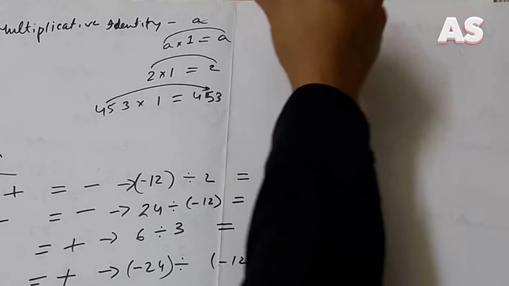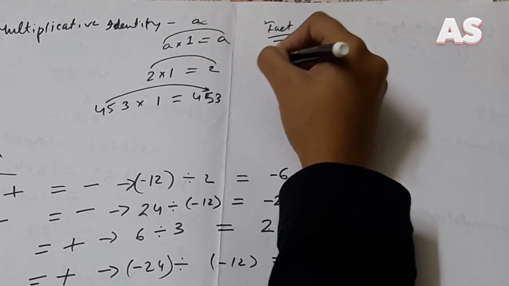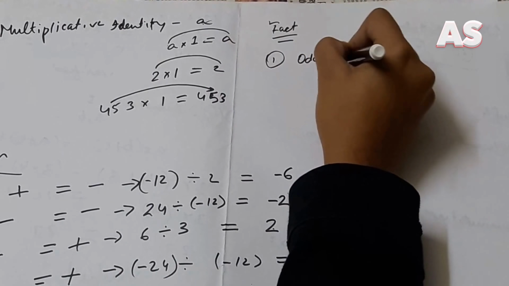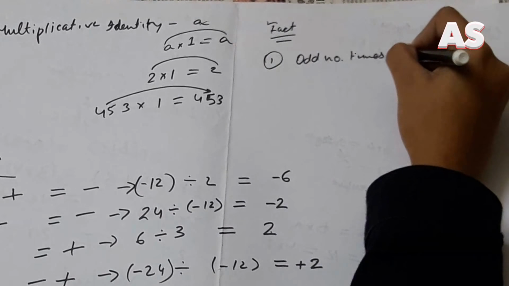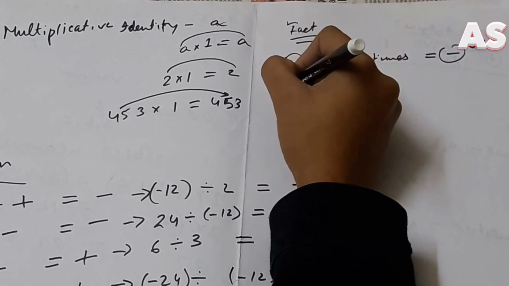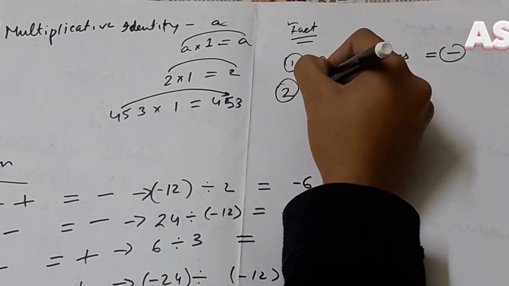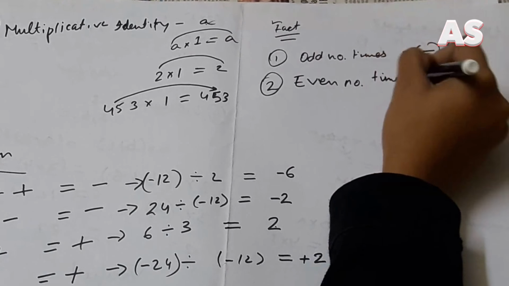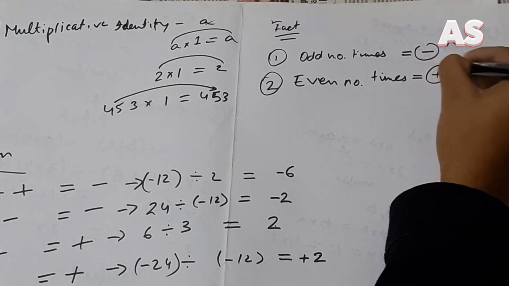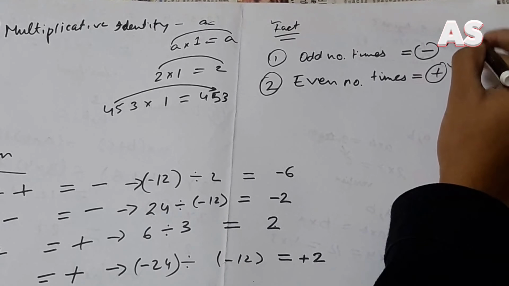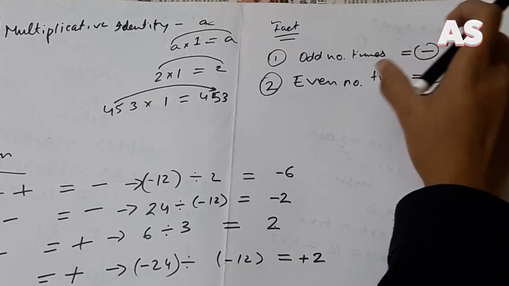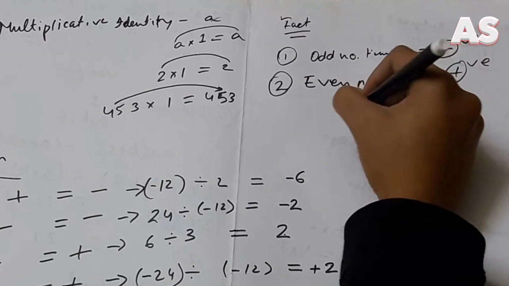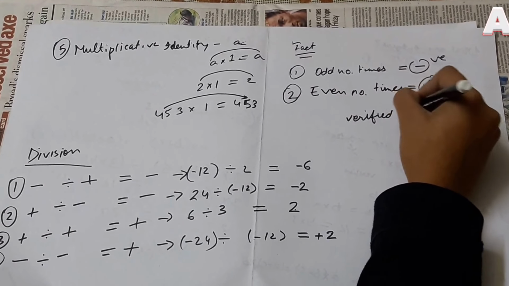There is a fact for multiplication also which says if you multiply only negative integers an odd number of times, the product you get is always a negative integer. The second fact is that when you multiply only negative integers an even number of times, you get the product as a positive integer. But you have to see that the integers you take in this fact are always negative integers. So it's verified only for negative integers.